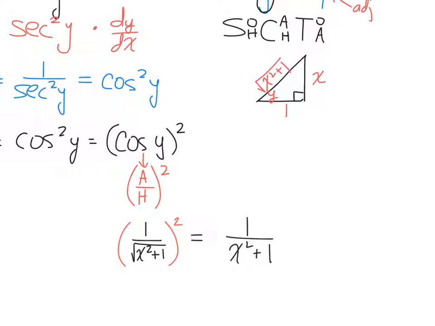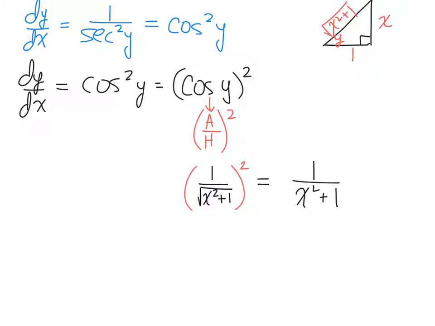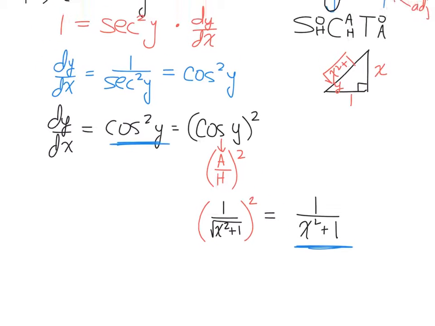So your derivative, believe it or not, can be written in two forms. One form would be cosine squared y. The other would be 1 over x squared plus 1. They're both equivalent.